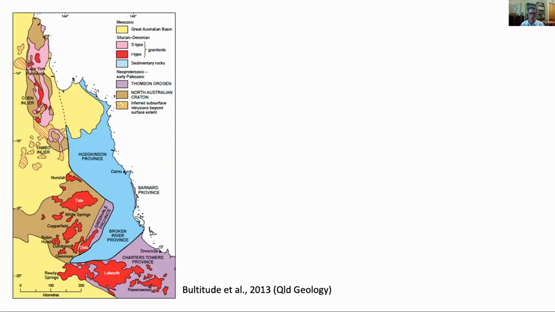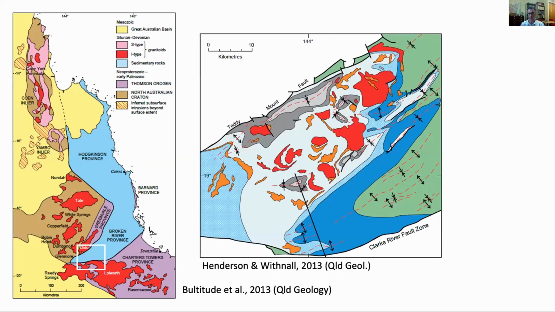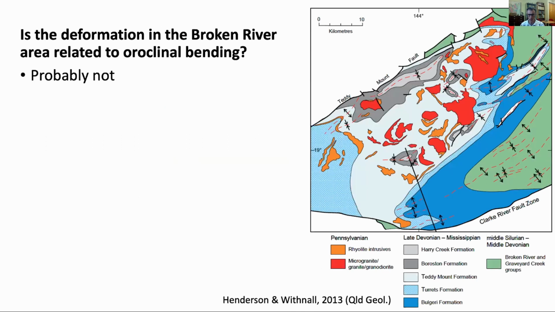So we seem to deal with a case of an orocline, which likely developed in the Devonian, and at the core of the orocline is the Broken River province, and the question is whether the deformation in this area is possibly related to oroclinal bending. And the short answer is probably not. As you can see, the western part of the Broken River province is bounded by two major faults, the Clark River shear zones and the Teddy Mound fault.